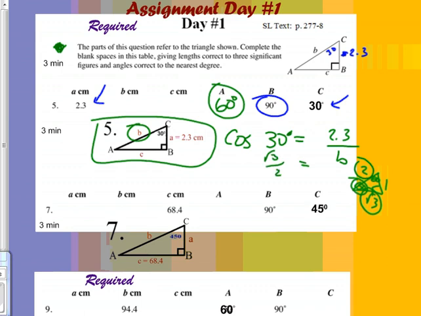But you're going to want a decimal anyway, so you might as well grab your calculator, and you find cosine of 30 is some decimal. What is it, by the way? What is cosine of 30? It's root 3 over 2, but what is that decimal? 0.866, thank you. And now I just have to multiply both sides by B and divide both sides by 0.866, and I'll have my final answer. 2.3 divided by 0.866.